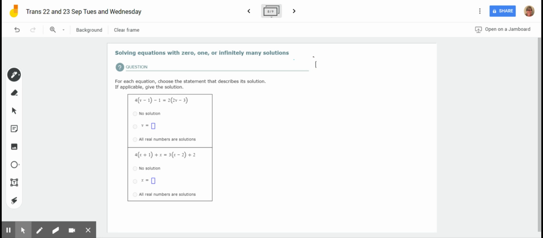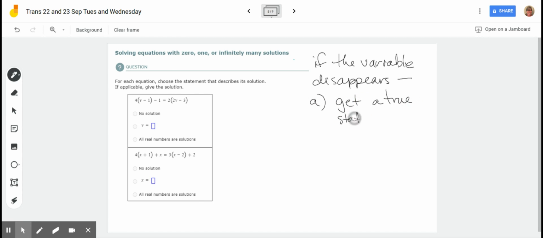Okay, if the variable disappears when you're solving, and you get a true statement, it means any number will work. So all real numbers is the solution to that. Basically, that means you can plug anything in and you will get a true statement. What it really means is that both sides are the same.